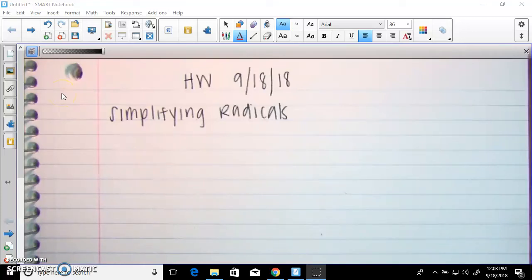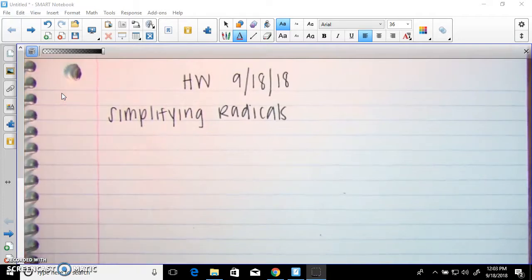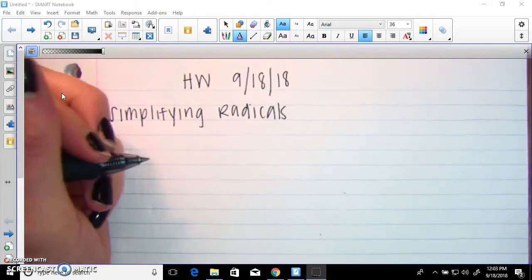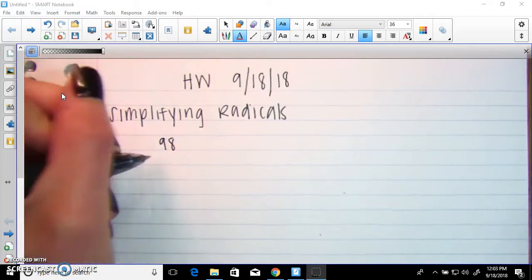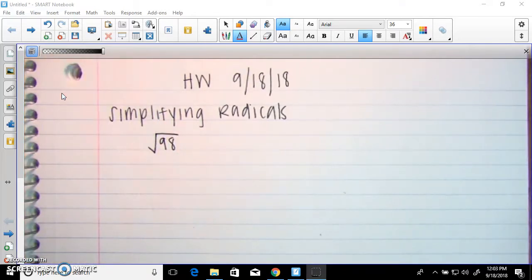All right, for homework tonight, we're going to do a review of all types of simplifying radicals. So make sure that if I write it, you write it. So you should be writing this in your notebook. All right, so we're going to start by simplifying a square root. In this case, the square root of 98.